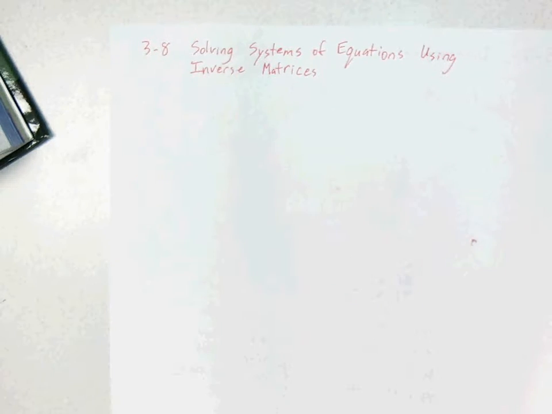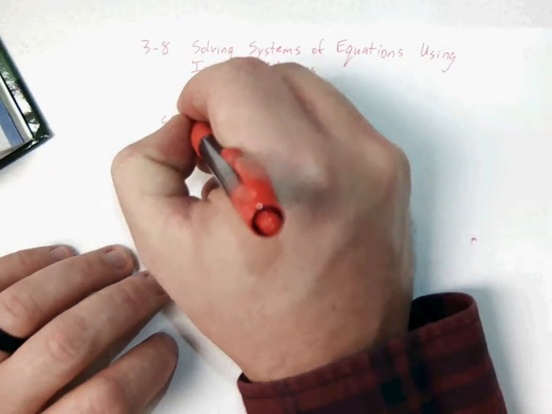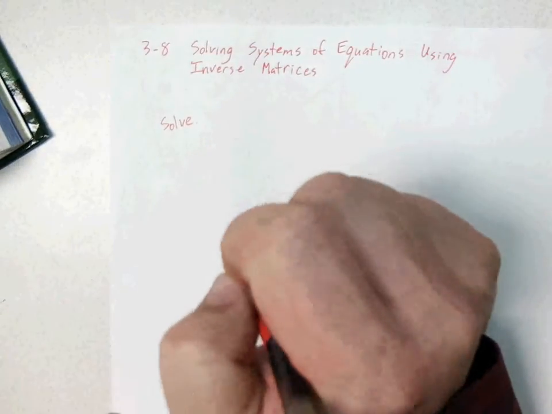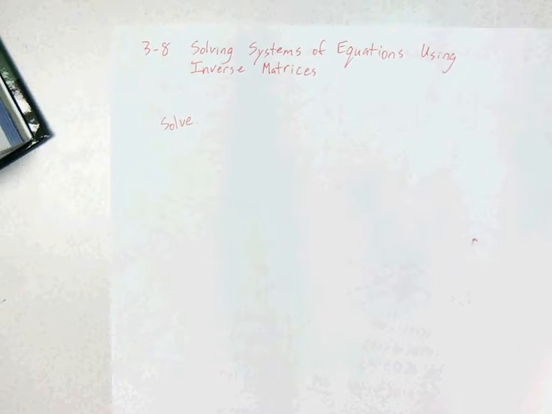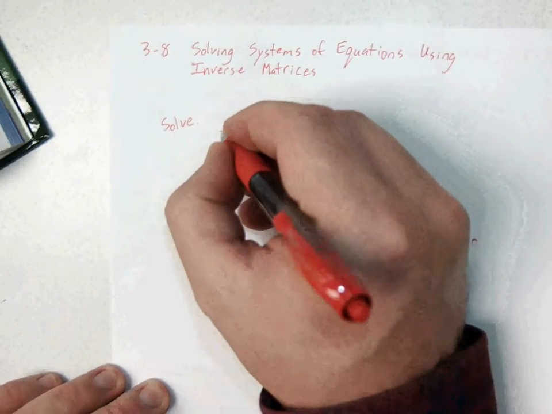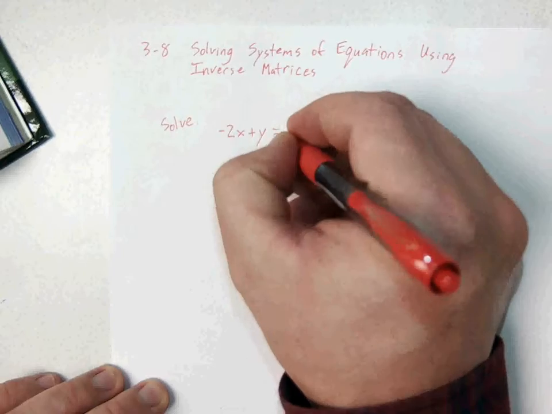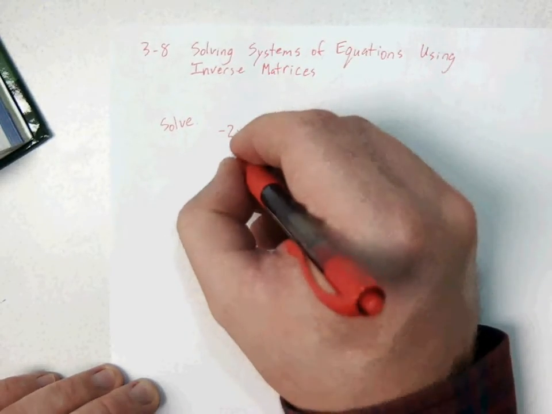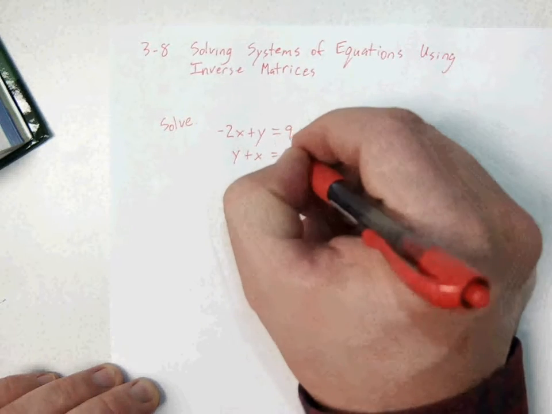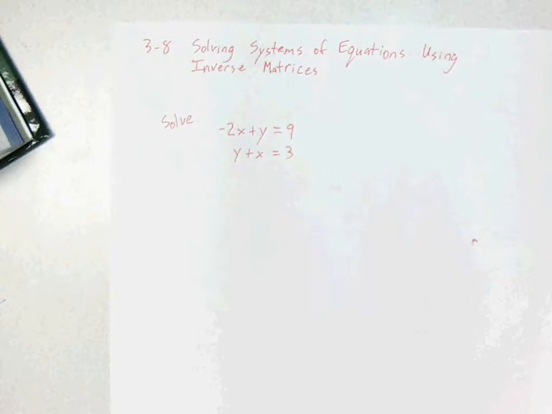So, we're going to solve a system. Let's go with, let me choose one. We'll go negative 2x plus y equals 9. And we're going to say y plus x equals 3. I purposefully gave us a situation that we have to adjust before we're ready to do our matrices. Anybody notice what I have to adjust before I can move on?